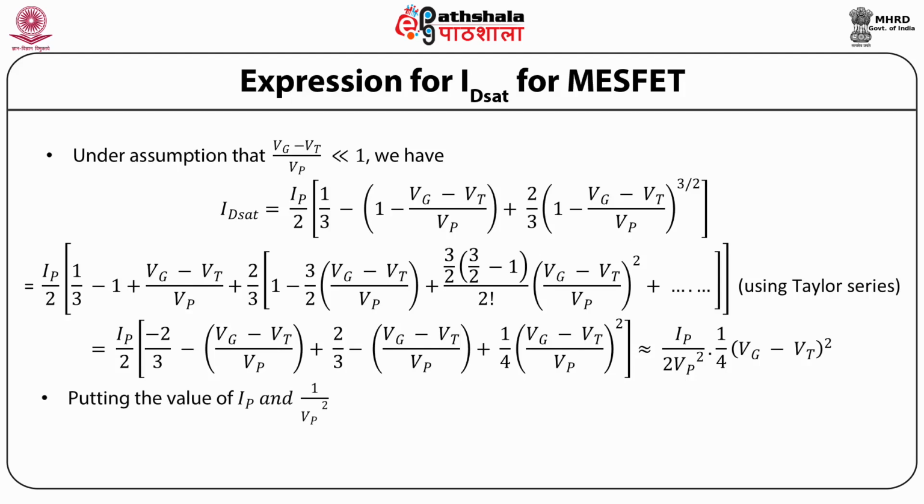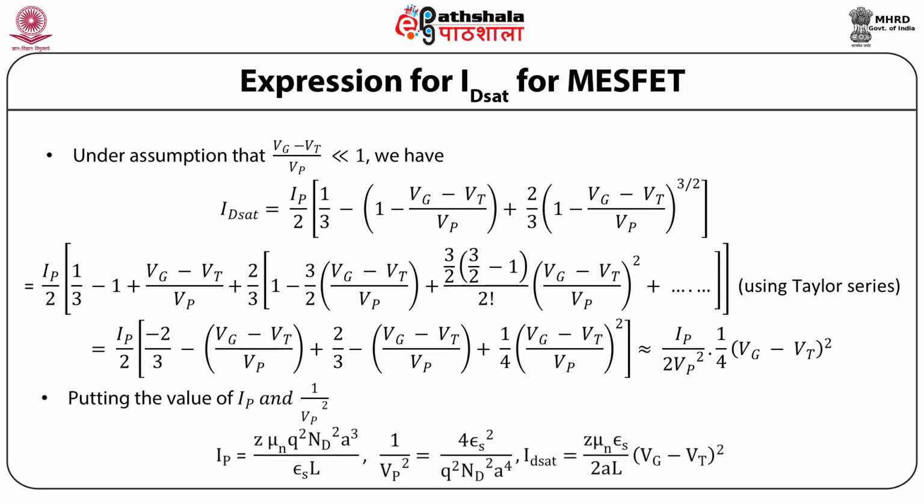Putting the value of IP and 1 by Vp square, we get IP equal to Z mu n q square Nd square A cube by epsilon s L, and ID saturation equal to Z mu n epsilon s by 2AL multiplied by (Vg minus Vt) the whole square.